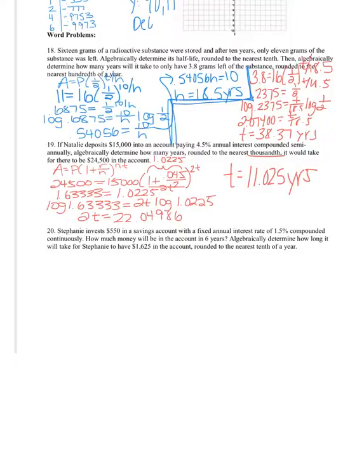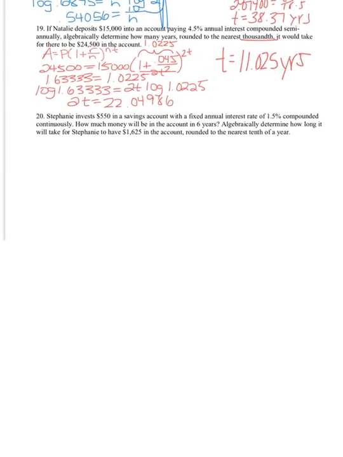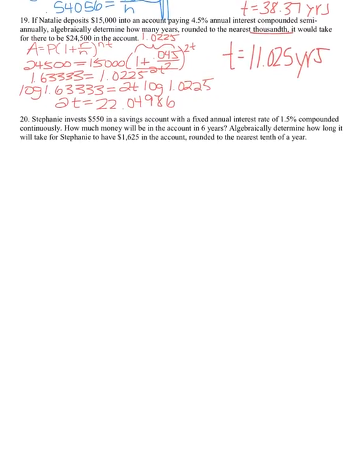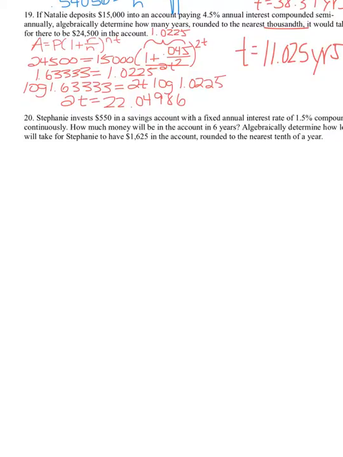And then last one, well, on this slide at least, number 20. Stephanie invests $550, compounded continuously. The second that you see continuously is PERT. So how much money, there's two questions here. First, how much money will be in the account in 6 years? That's an easier question, no logs required because you're solving for A.